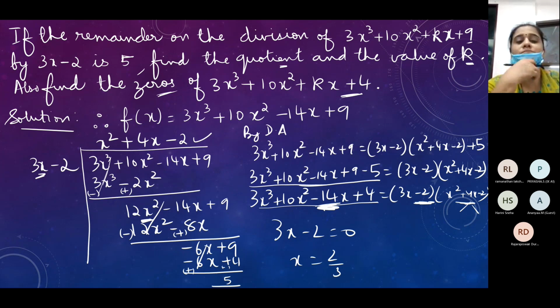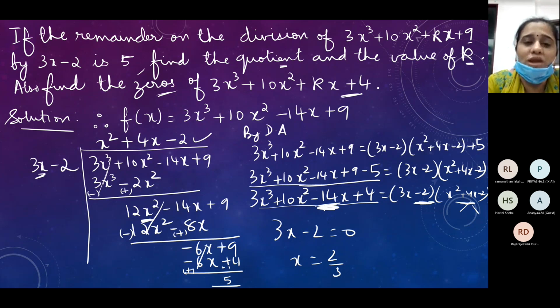So children, we use the remainder theorem to find the value of k. Once you get the value of k, use the value of k in the polynomial kx. k is minus 14. Minus 14 or plus 14? Minus 14. So it becomes minus 14x.